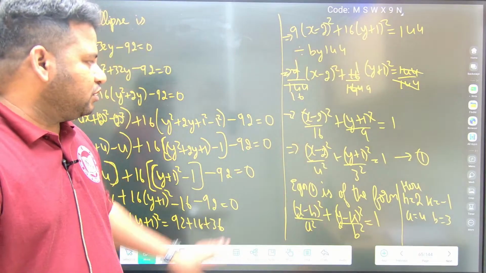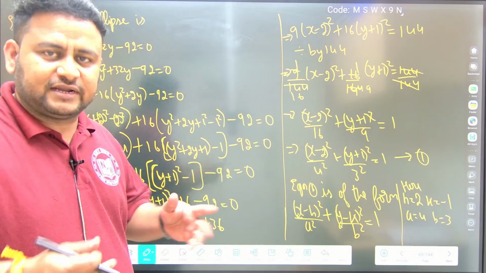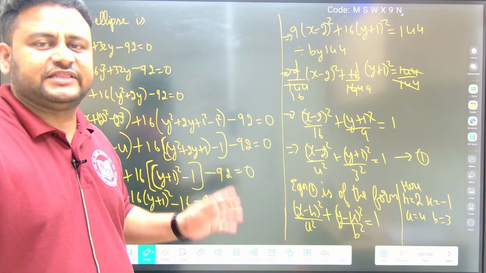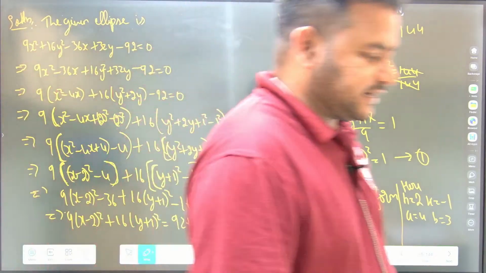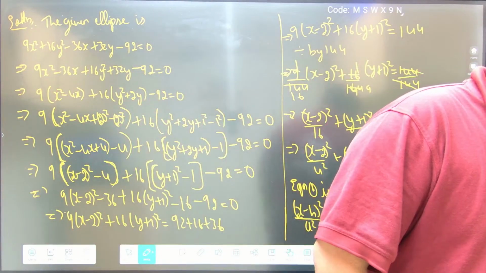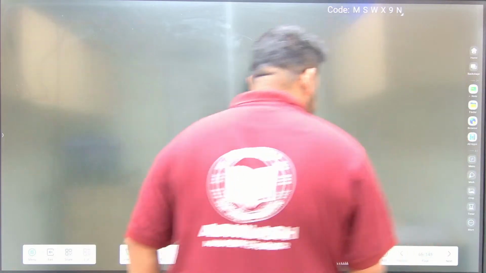Now for this equation we have to find the eccentricity, the foci, the length of the latus rectum, and the equation of the directrix. That's it. Now let us take up the first thing, eccentricity.